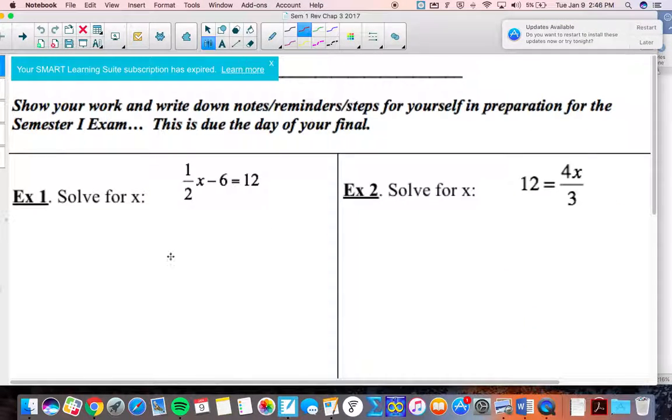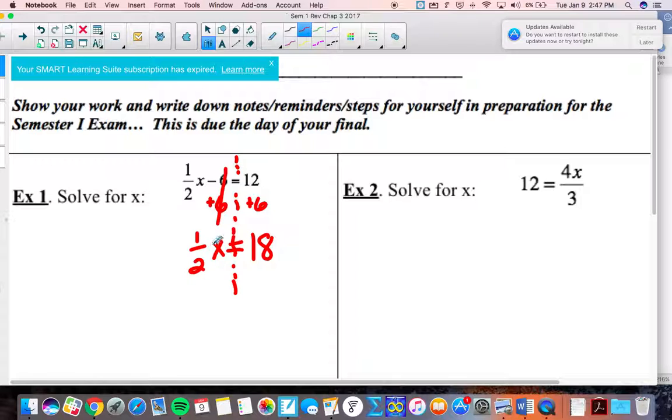So here we have 1/2 times x minus 6 equals 12. So x is on the left side of the equation. It's being subtracted by 6 and multiplied by 1/2. So I undo the subtraction first by adding 6. The negative 6 and the positive 6 are 0, so they're gone off the left side. I'm left with 1/2 x equals 18.